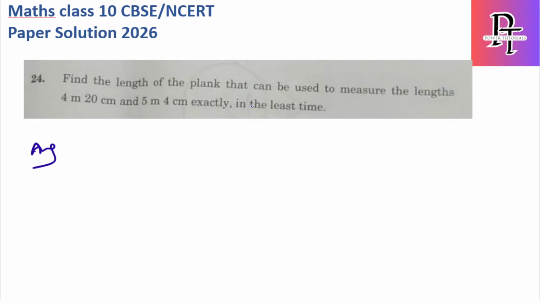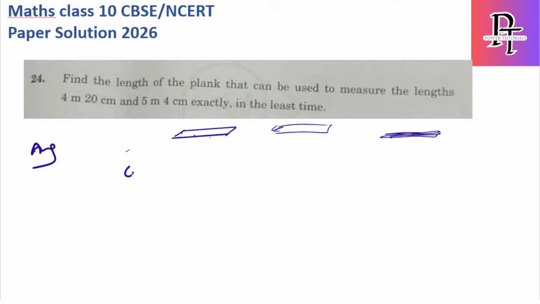Okay, so here they're saying we have two planks. Find the length of the plank that can be used to measure the lengths. We have two different lengths, and suppose we have a kind of scale, and we have to find which scale to use to measure these lengths in the least time. So for this we have to find the HCF. So let's convert meters and centimeters into single terms so that it will be easy.